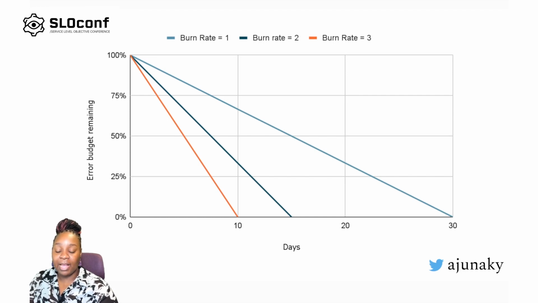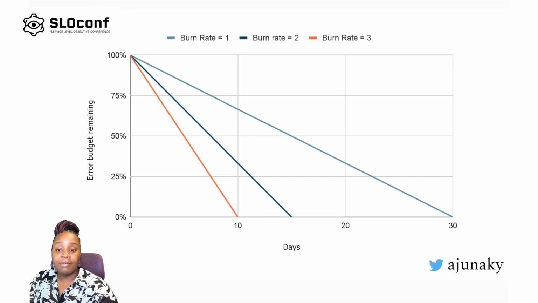For example, in the top line I have a burn rate of 1, which shows that our error budget will be fully consumed in the 30 days that are our SLO time window, if this rate is kept constant. A burn rate of 2 means that the error budget will be exhausted in 15 days, and a burn rate of 3 means it will be exhausted in 10 days, and so forth.